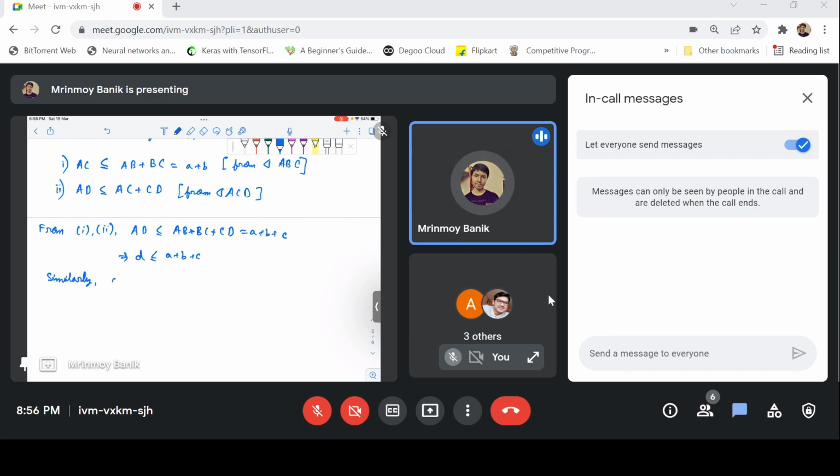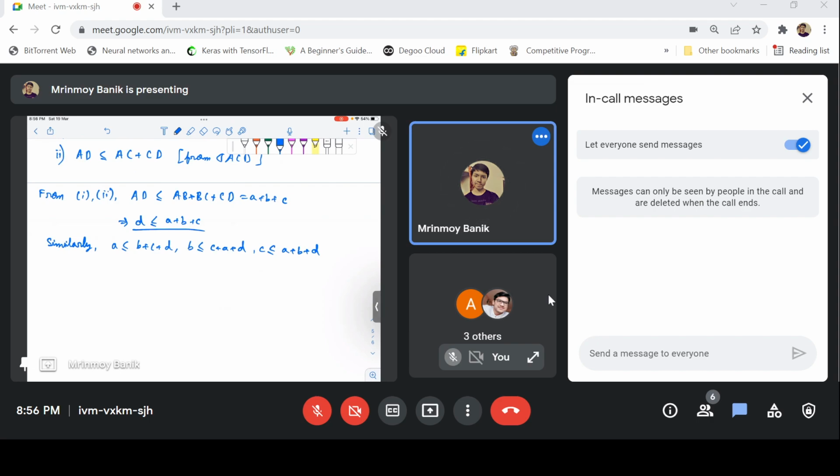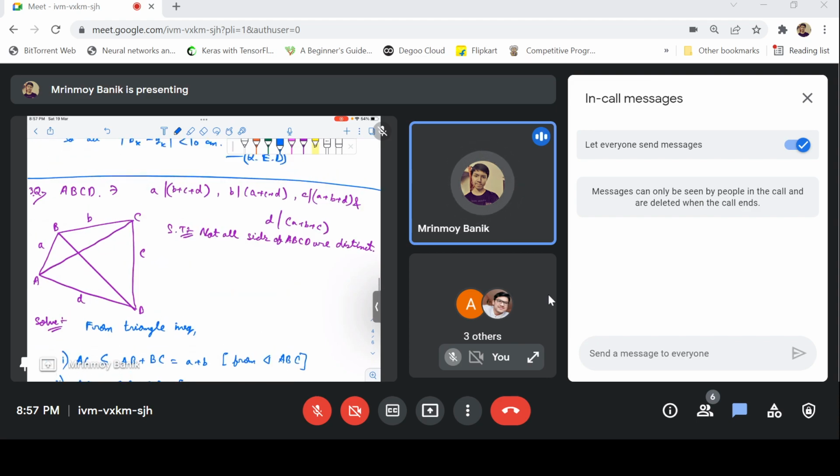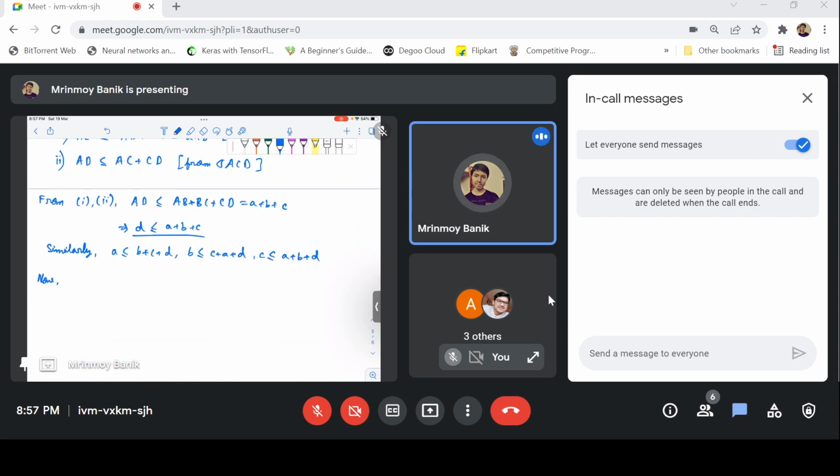Similarly we can get A is less than or equal to B plus C plus D, B is less than or equal to C plus A plus D, C is less than or equal to A plus B plus D, and the fourth one is this one. So we got four similar inequalities. Now we have to prove that all of them can't be distinct.